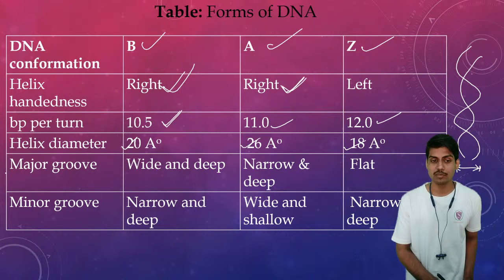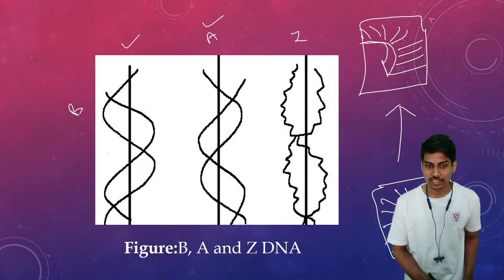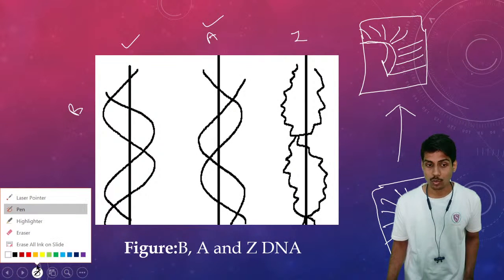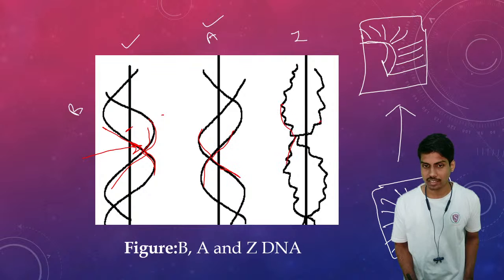Now let's see the differences between the major and minor groove in these forms. What are the major and minor grooves? This would be the major groove, the one having a much larger depth. And this would be the minor groove because the depth of this groove is small. Same case here: this is the minor and this is the major.